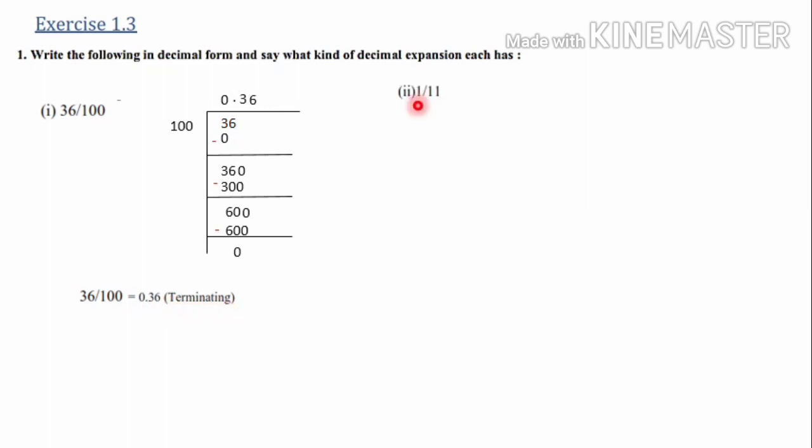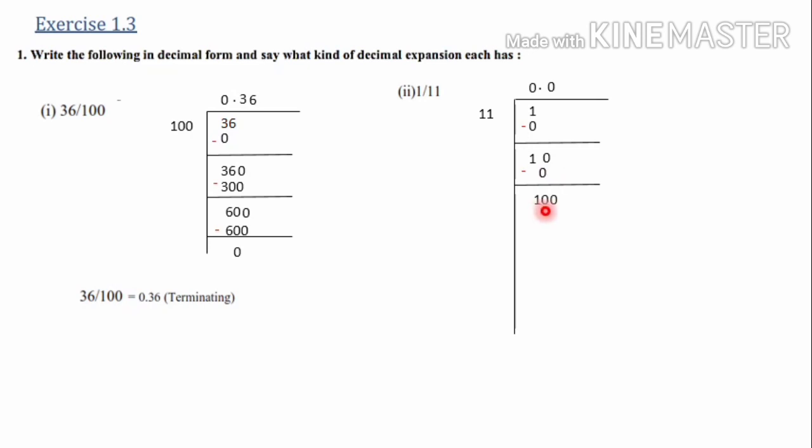The next question is 1 divided by 11. So let's divide 1 by 11. As we know that 1 is smaller than 11, it will go 0 times. So 0 times 11 is 0, and then let's subtract it: 1 minus 0 gives 1. Again, 1 is smaller than 11, so put a decimal and put a 0. Again, 10 is smaller than 11, so we have to put a 0. 0 times 11 is 0. So 10 minus 0 we get again 10.